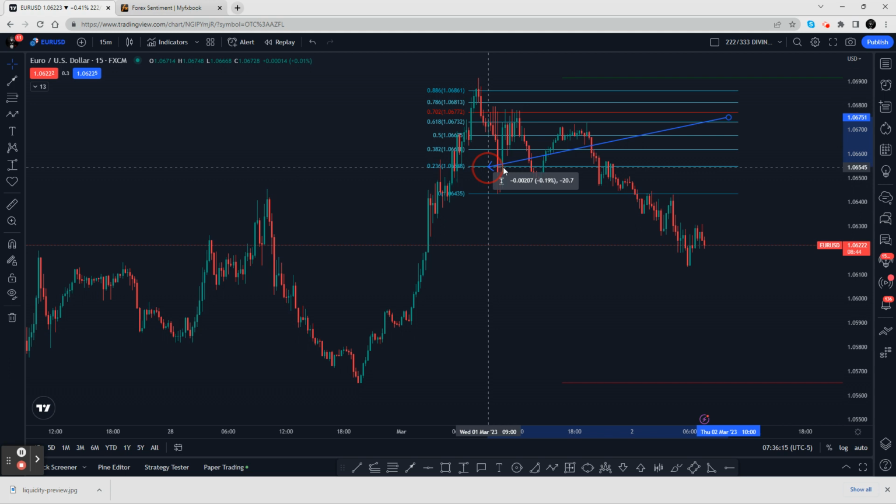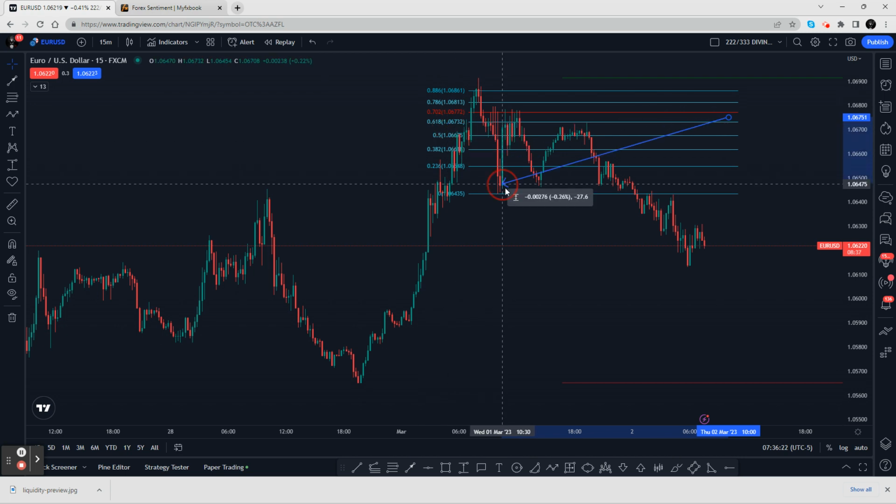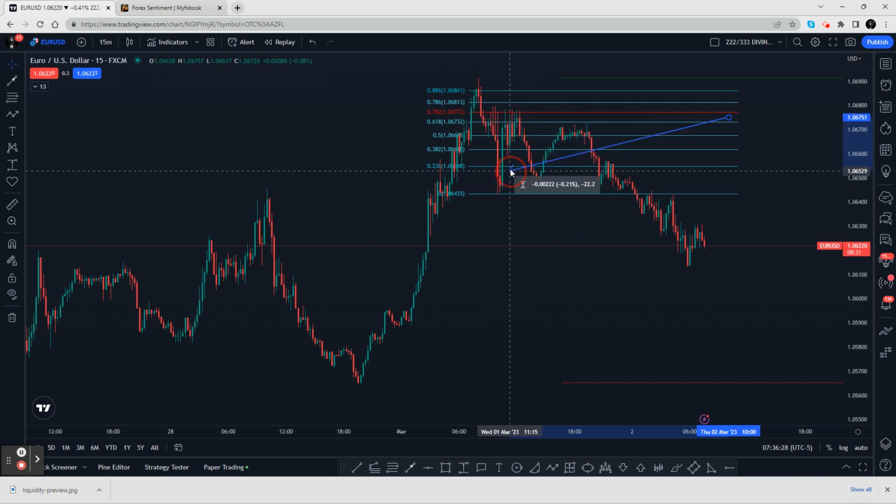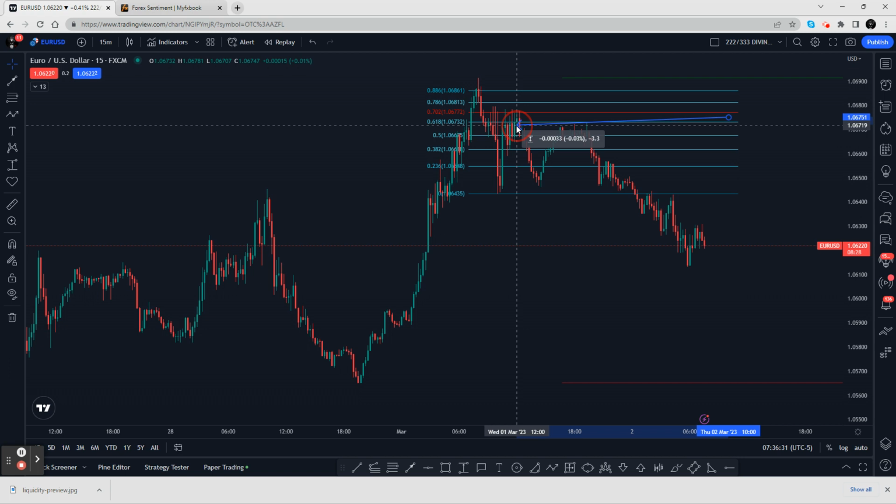Price did what? It crossed the 23%. So what does that give us? A high probability that it's going to go to the 61. So we could have taken this trade back to the 61. So you could have made money on trading a correction.